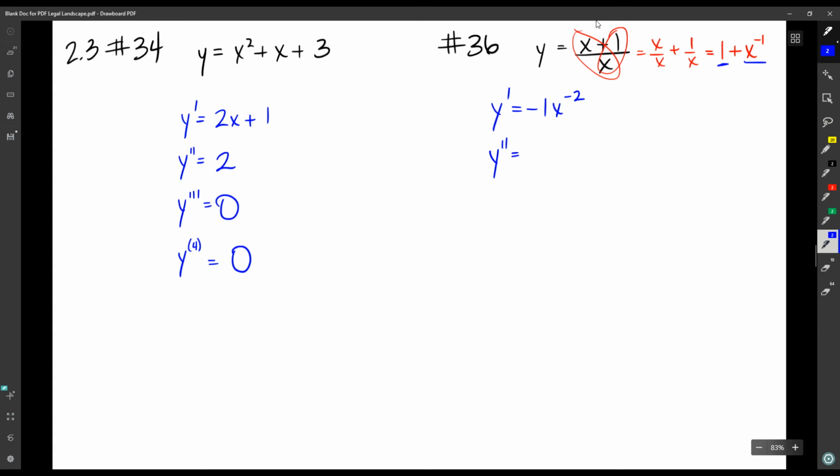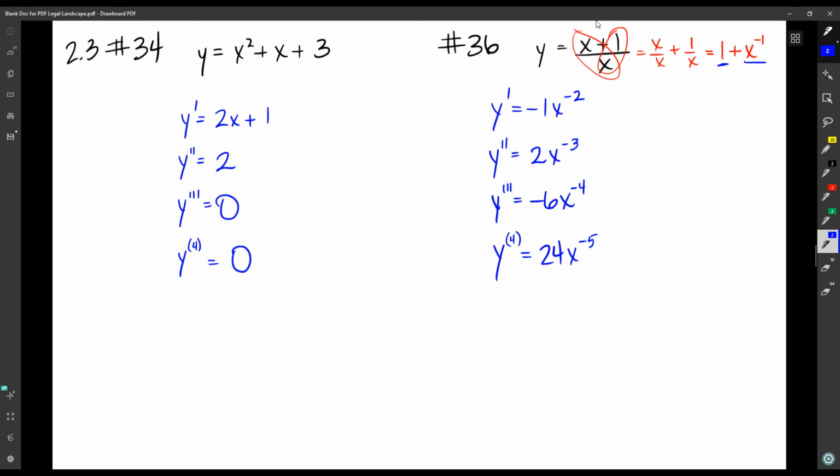That's going to now be a positive 2 x to the negative third, because the negative 2 exponent comes to the front, multiplies by the negative 1 to give us a positive 2. We reduce that exponent by 1. It's now negative 3. Then y triple prime will be negative 6 x to the negative fourth power. And finally, the fourth derivative will be what? 24, a positive 24 x to the negative fifth power.